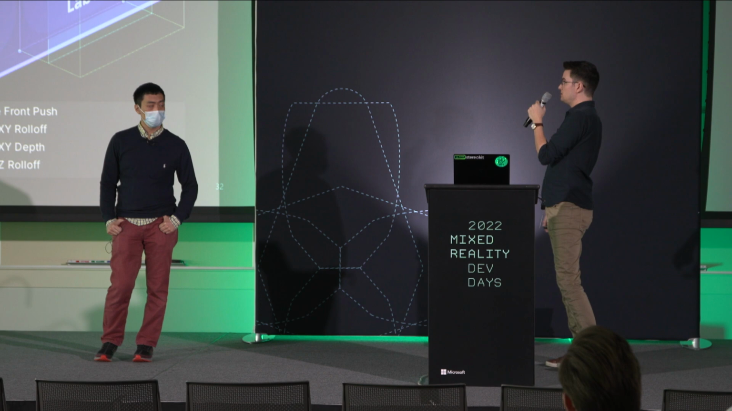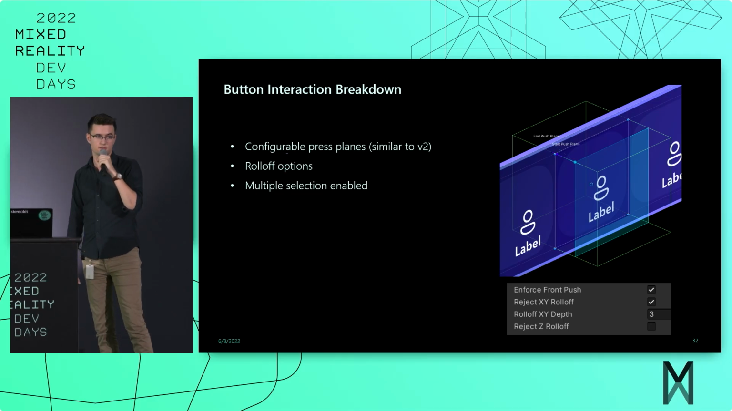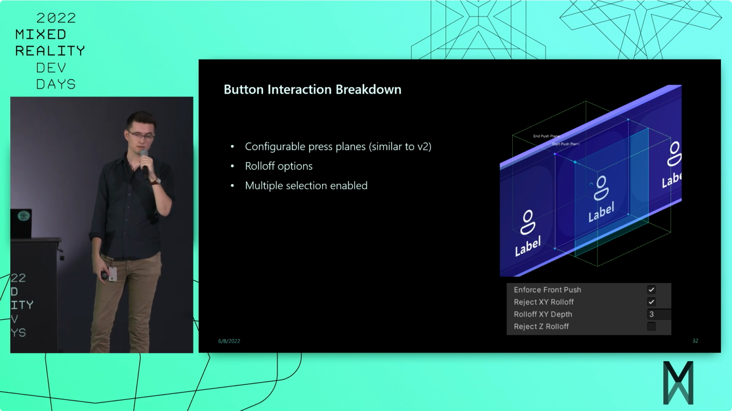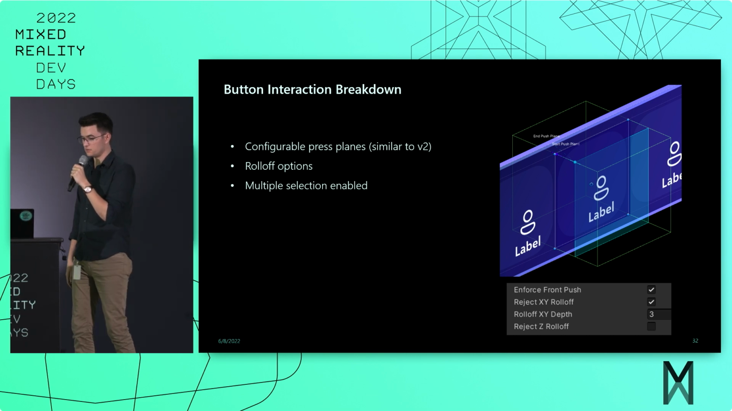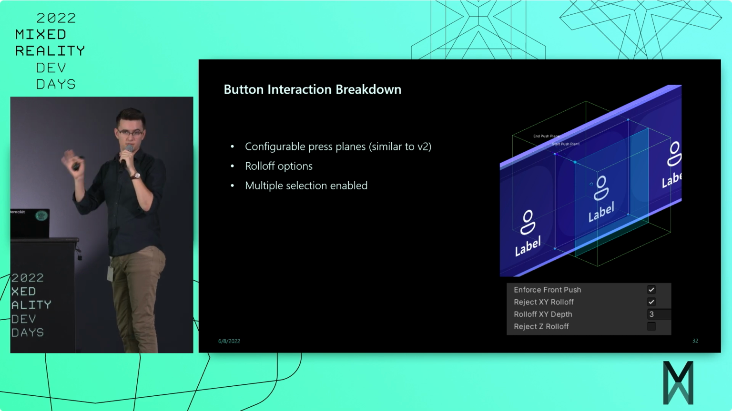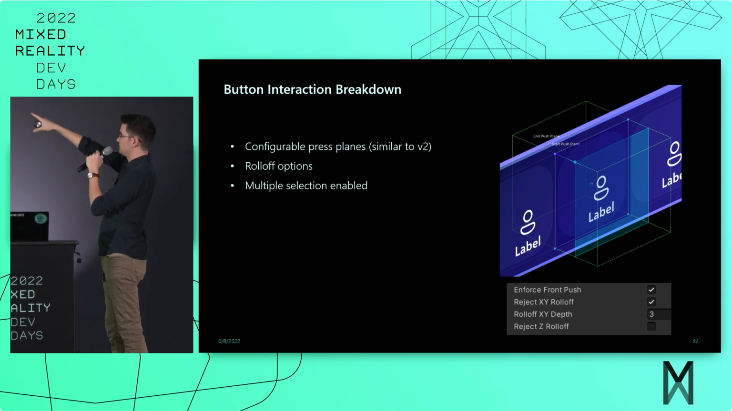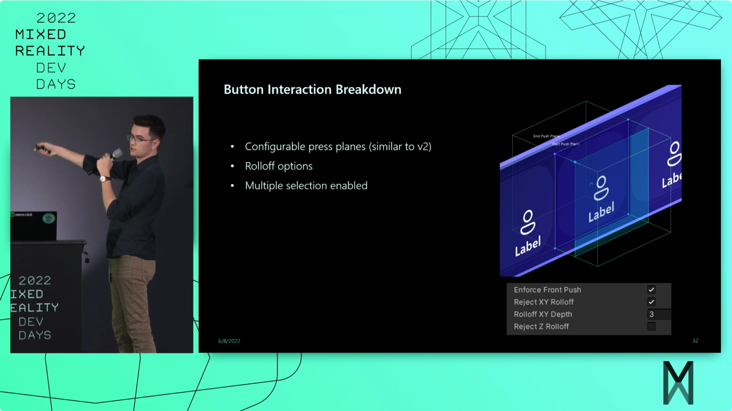So I'm going to take you on a little tour of what exactly all of this crazy stuff means for something like our trusty old button. A few interesting options. Some of this might be familiar to you from MRTK v2. We have these configurable press planes. So you can see, here we go, you can configure the start push plane and the end push plane. You can drag them around. That's the same as it was in v2.